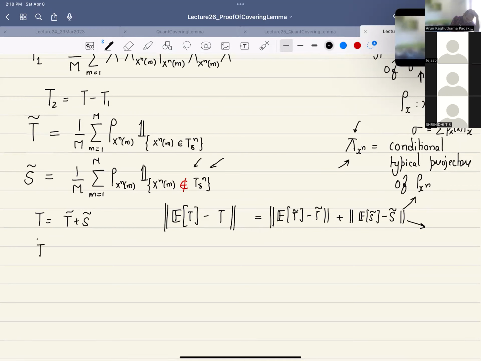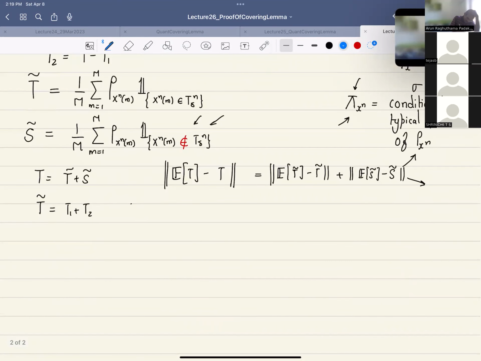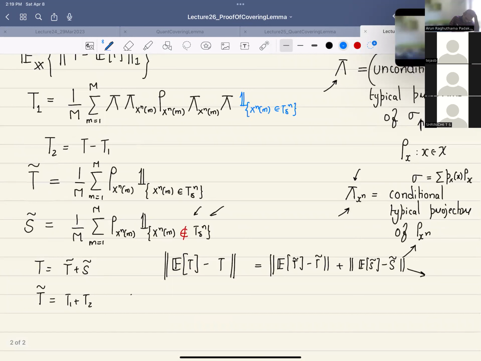And T tilde you can now write as T1 plus T2, where for T1 I'm going to add an indicator function. Actually, you don't need to do this, but I'm doing it just so that you don't ask me any questions. T1 is this. T2 is T tilde minus T1. So T1 is defined above. I don't really need to do this, but just in case you have doubts. I define T2 as T tilde minus T1. So T tilde also has this indicator function, but it doesn't have this coding. That's all it doesn't have.